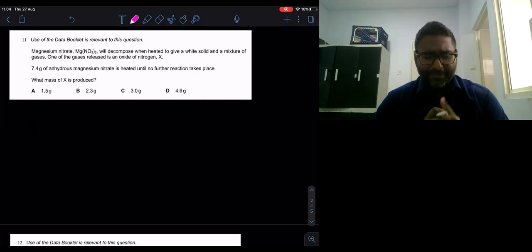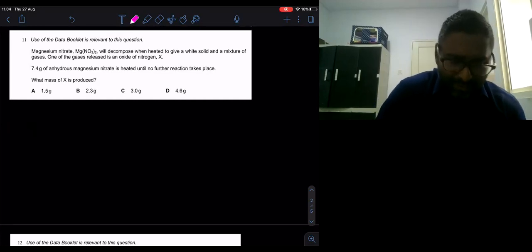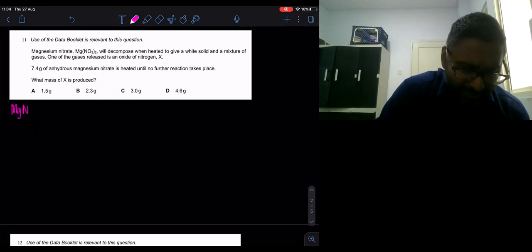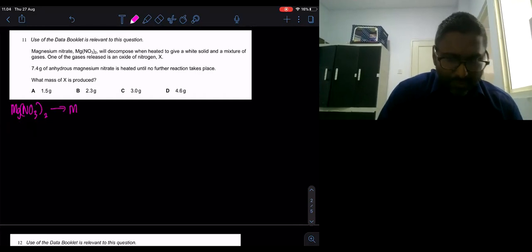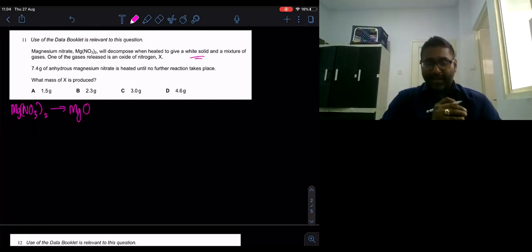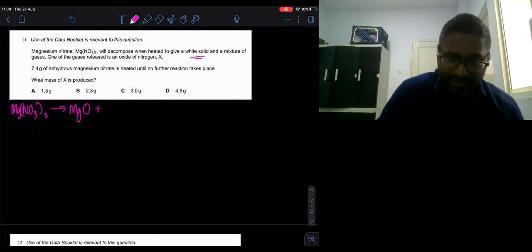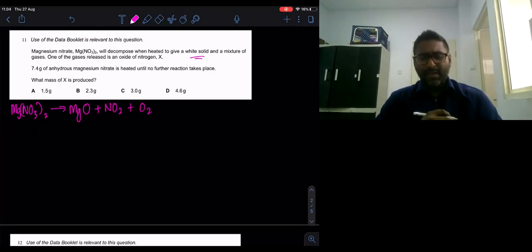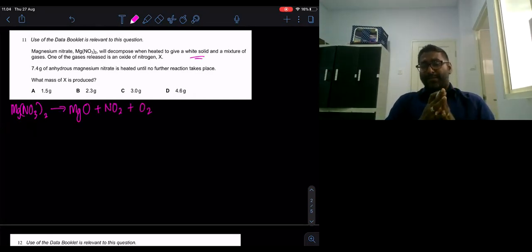So they have magnesium nitrate. Magnesium nitrate will decompose. This one later you will also learn. When magnesium nitrate decomposes, it gives you a white solid, which is MgO, the oxide, plus a mixture of gas. The mixture of gas is NO2 plus O2. Those are the gases that will be released.